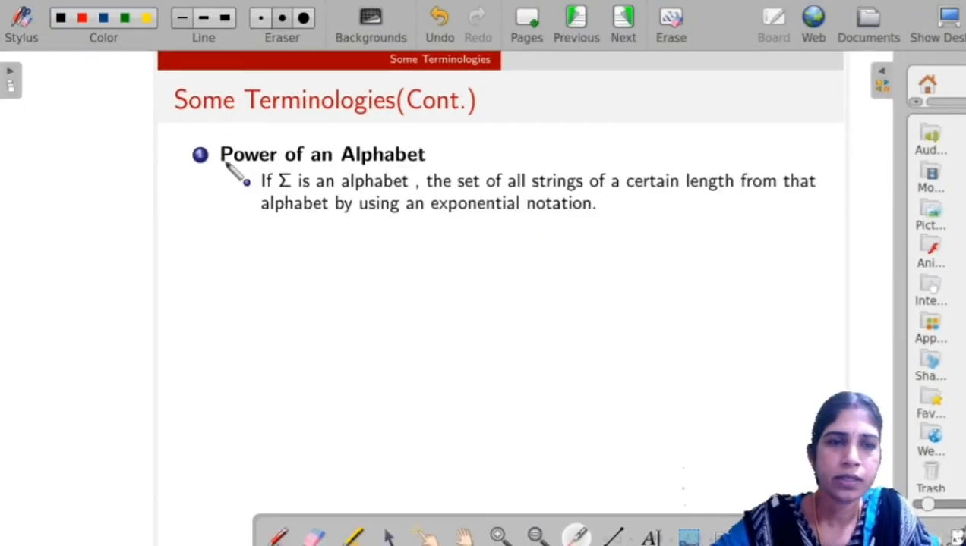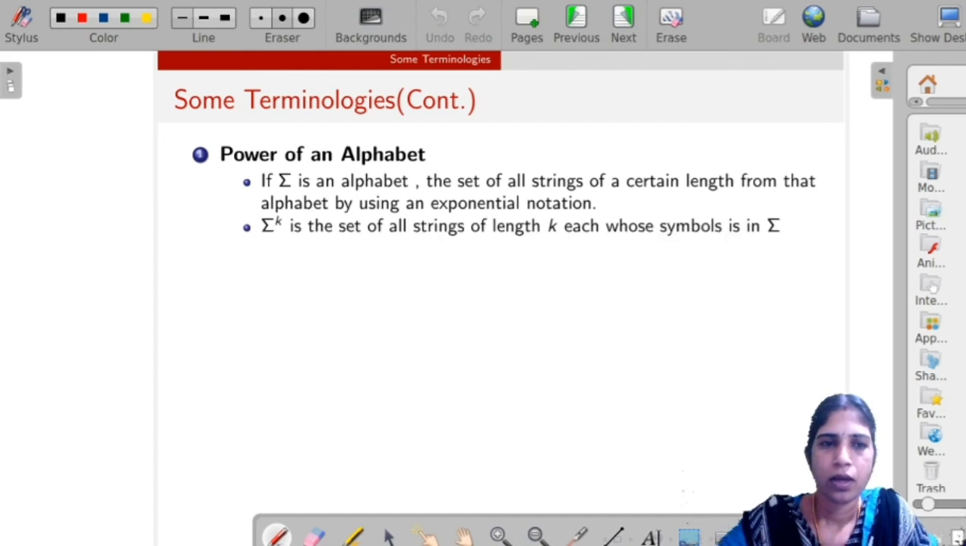Okay. Next is the power of an alphabet. What is the power of an alphabet? If sigma is an alphabet, we can express the set of all strings of a certain length from that alphabet by using exponential notation. Suppose we write sigma raised to 1. Sigma raised to 1 means the set of all strings of length 1 from this alphabet sigma. Generally we can write it as sigma raised to k. Sigma raised to k represents the set of all strings of length k, each of whose symbols is in sigma.